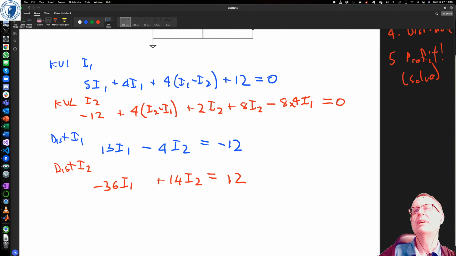Okay, so now we have our equation, or our matrix version of the equations.